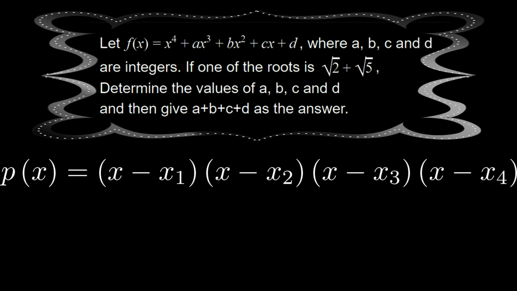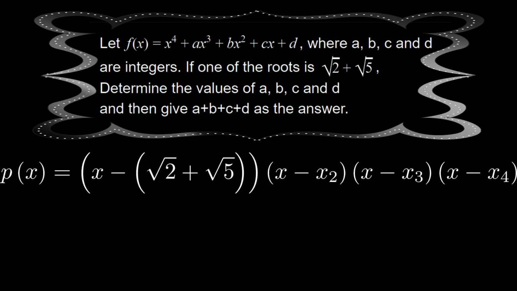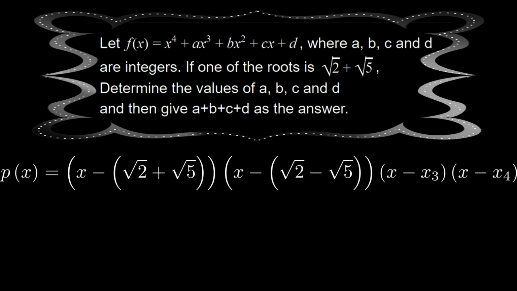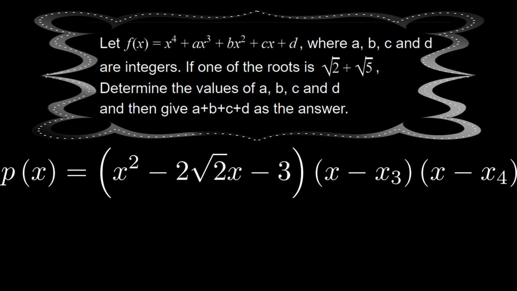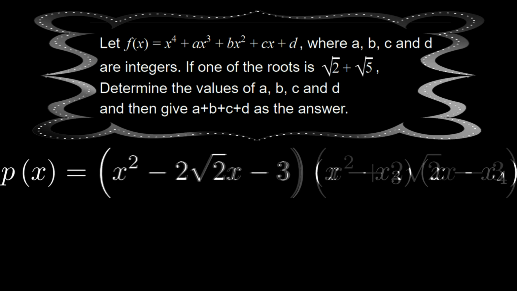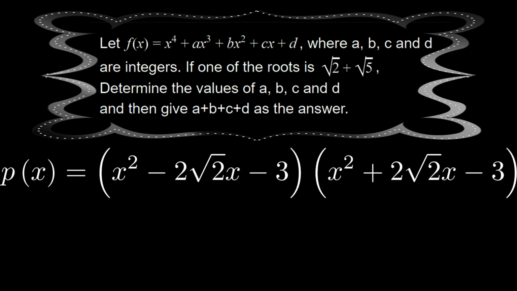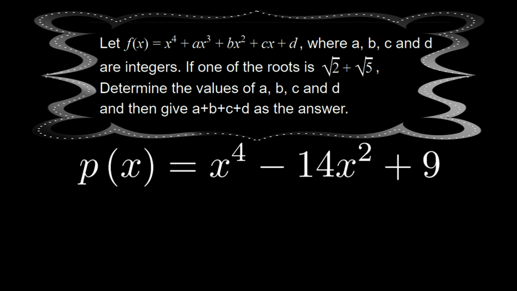We can plug in the square root of 2 plus the square root of 5 because it was given. Then we can choose one of its conjugates. Some factoring gives us x squared minus 2 root 2x minus 3. With some cheating, we can use the same trick that we use when we use the difference of squares. If we want to rationalize the middle term, we can flip its sign. Then, when we expand this, all the square roots will disappear. This leaves us with x to the fourth power minus 14x squared plus 9.